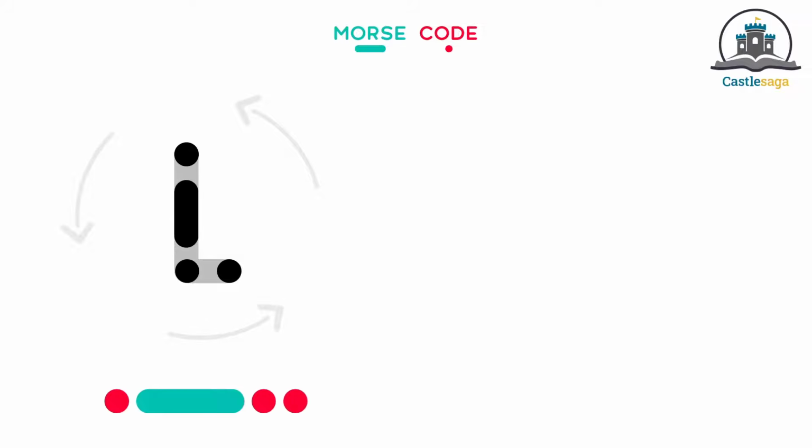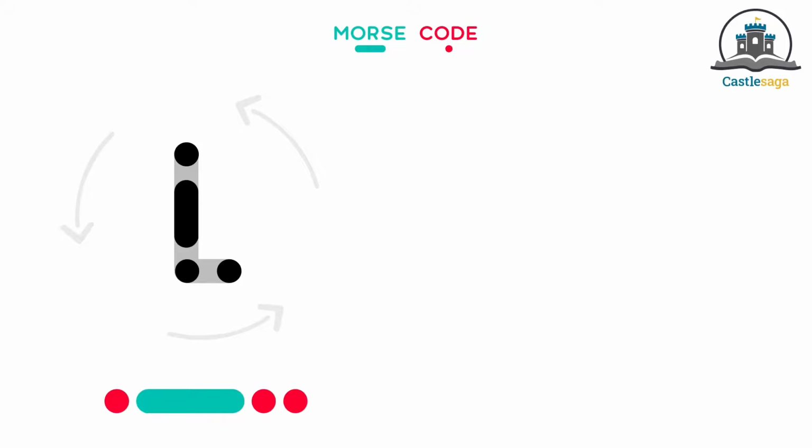Now, the letter is L. L is dot, dash, dot, dot. Again. Dit, da, dit, dit. Notice that F is dit, dit, da, dit. And L is dit, da, dit, dit.